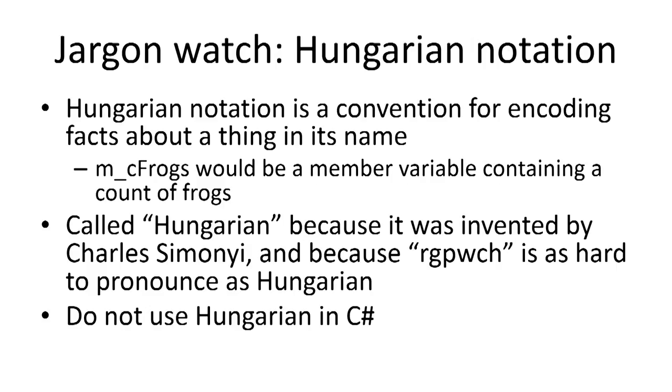Do not use Hungarian in C#. It is considered unnecessary to use Hungarian in C#. If you want to indicate that a variable is a count of frogs, then please just call the variable frog count or count of frogs or something like that. Don't have this crazy, difficult to pronounce, hard to read coding convention of Hungarian. It's not considered necessary in C#.